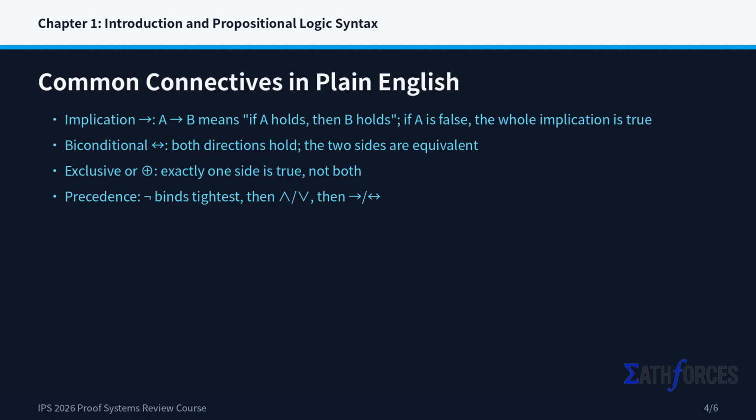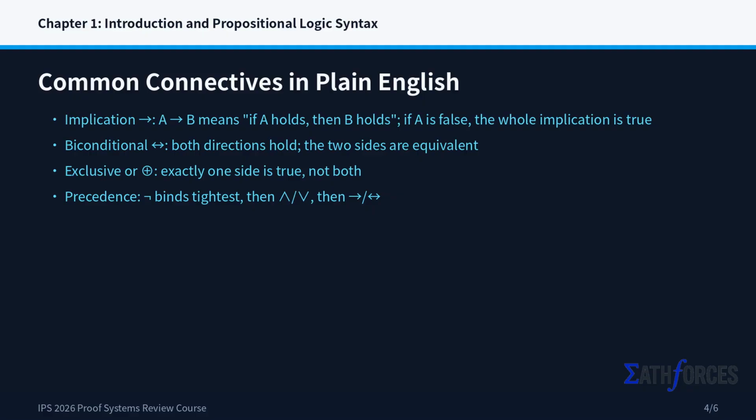Let us translate the common connectives into ordinary language. A implies B means if A holds, then B must hold. The surprising part is that if A is false, then the whole implication is counted as true. This is called vacuous truth. A if and only if B means both directions hold, so A and B are equivalent. A exclusive or B means exactly one of A and B is true, exactly one side is true.